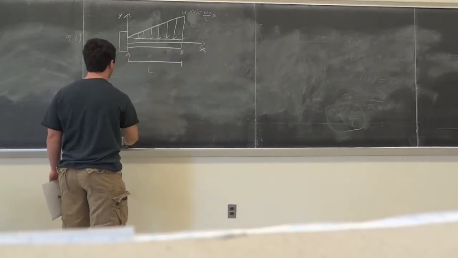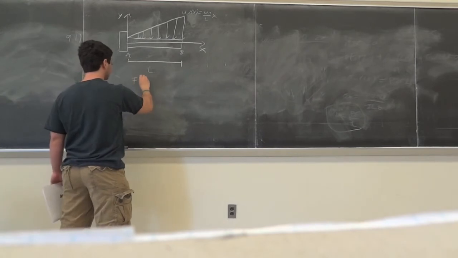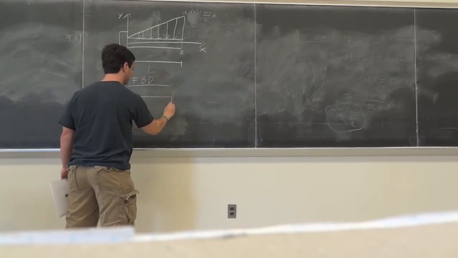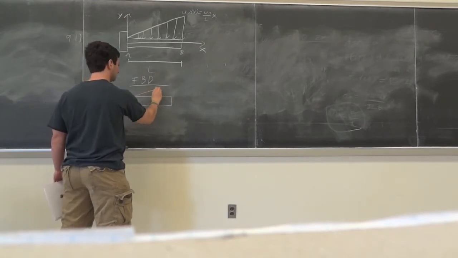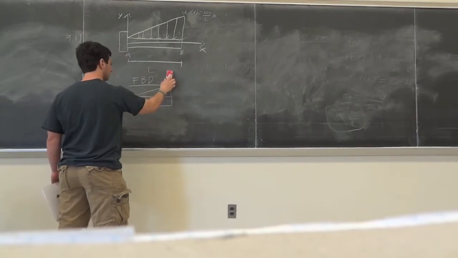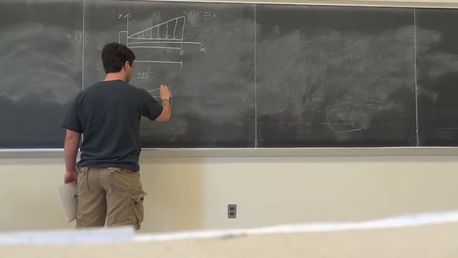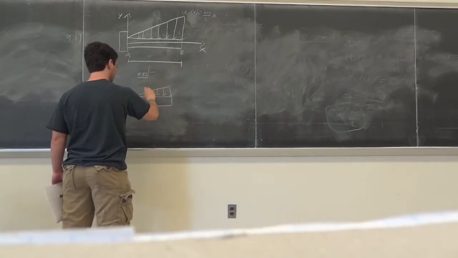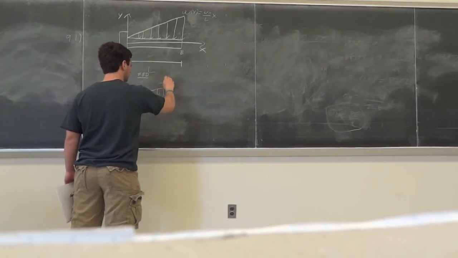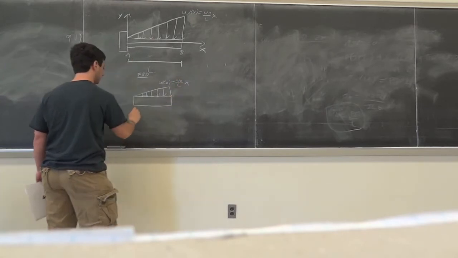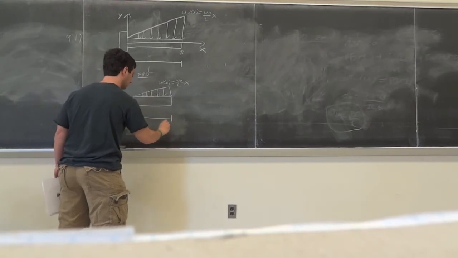Okay, let's draw a free body diagram of this beam. I'm drawing a free body diagram of the whole beam. You have this distributed load, W of x is equal to W naught over L times x. This distance is L, the length of the beam.